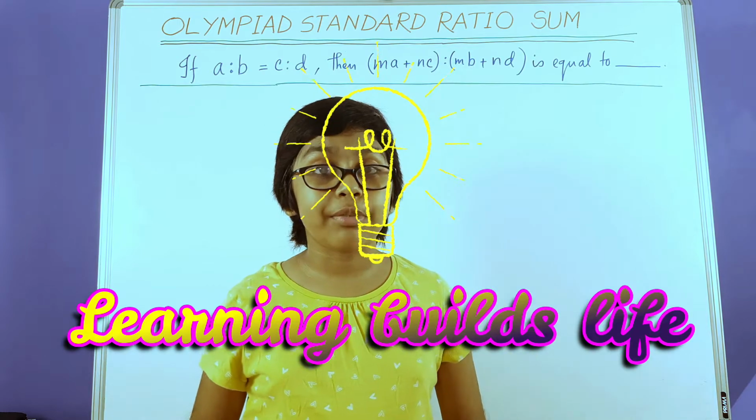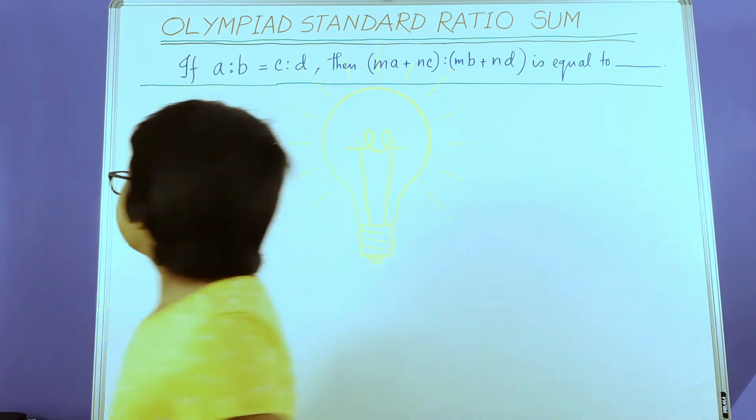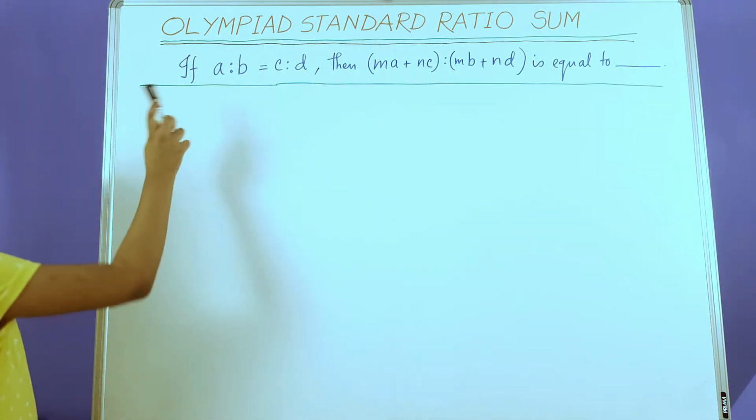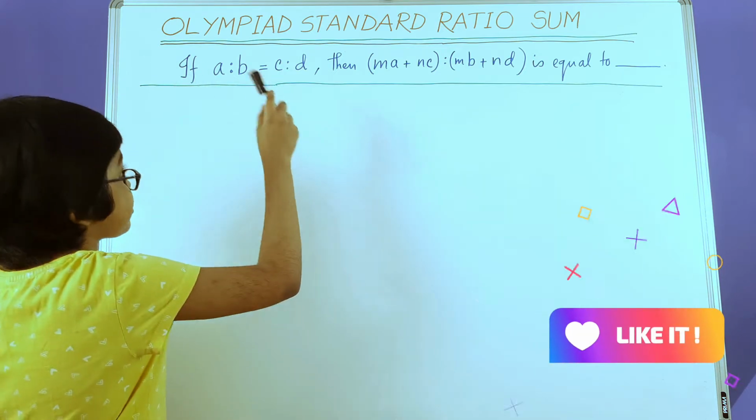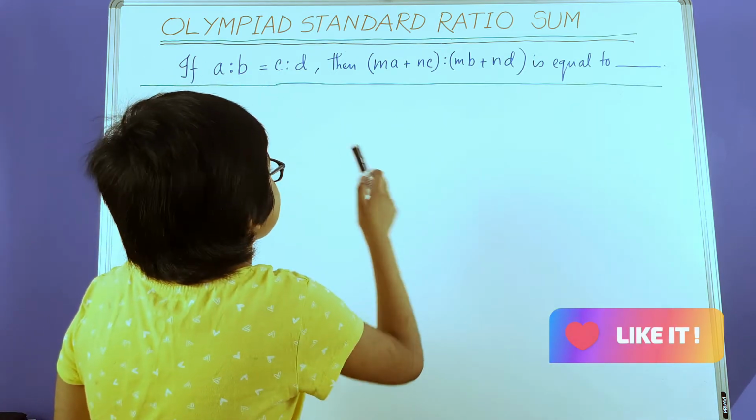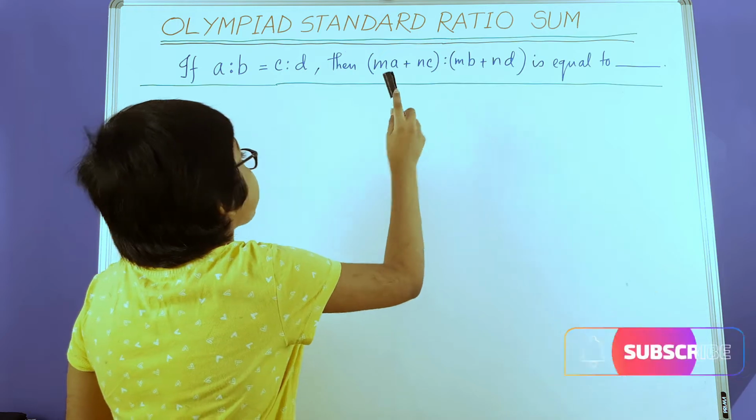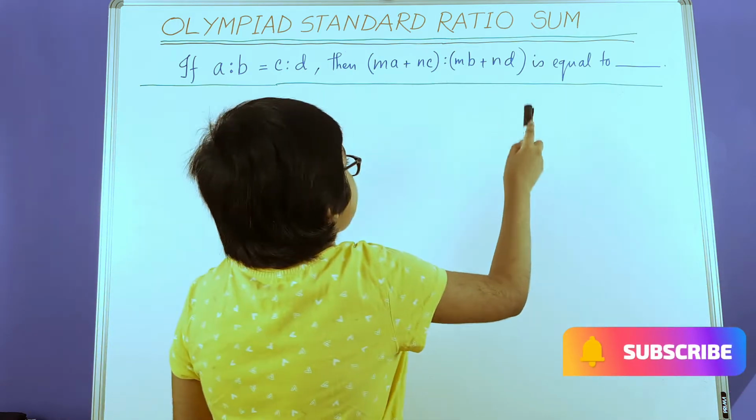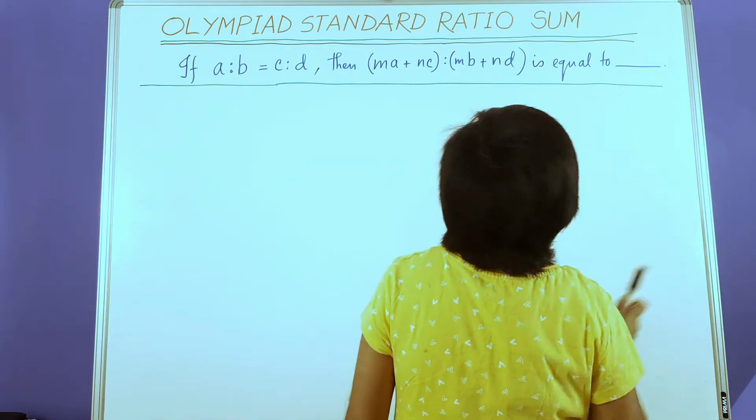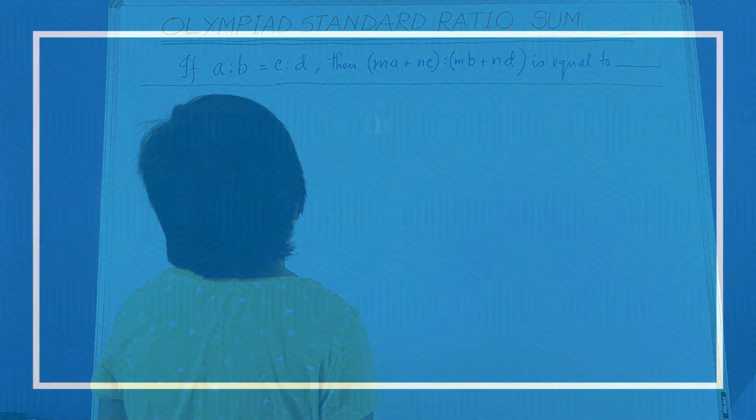I'm going to read the sum before I can begin. Here, if A is to B equal to C is to D, then what is MA plus NC is to MB plus ND equal to? We need to get this ratio.